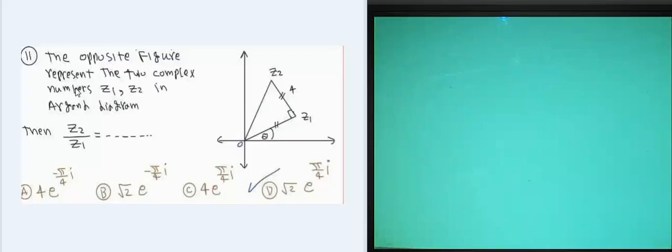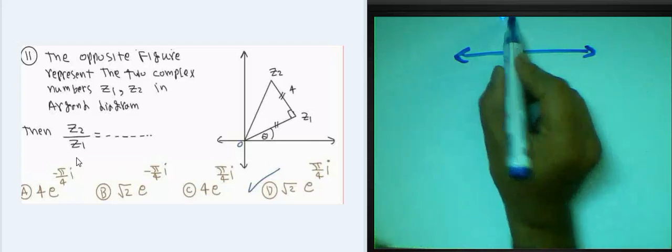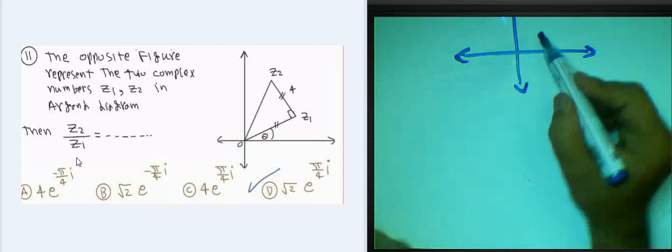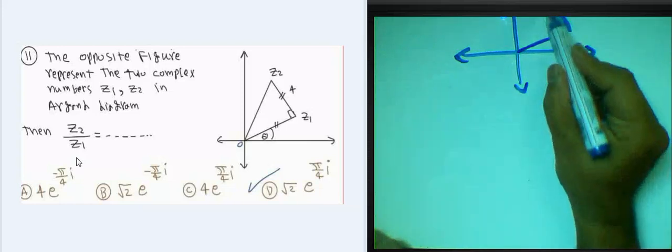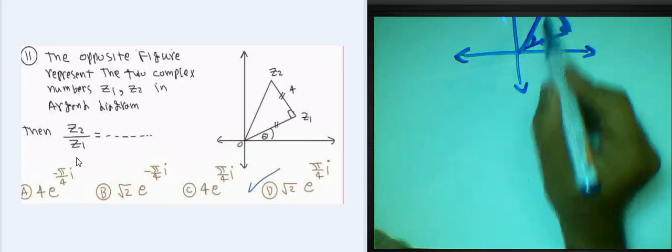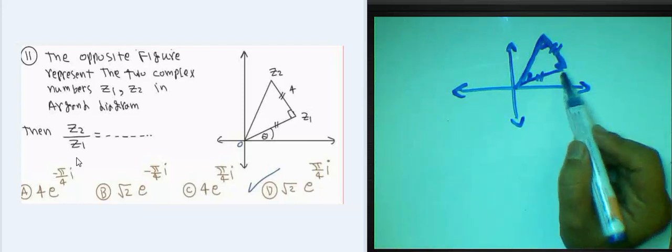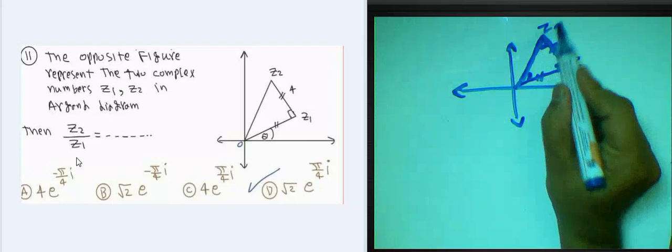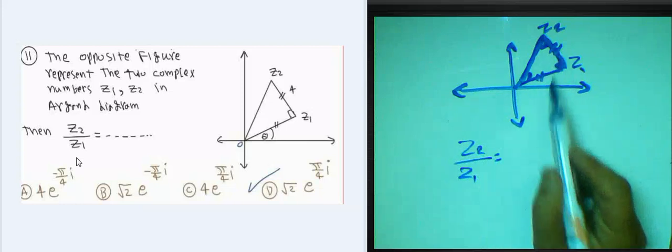Question 11. The opposite figure represents the two complex numbers Z1 and Z2 in the Argand diagram. We want to find Z2 over Z1. Okay, look with me at the Argand diagram. We have here Z1 and this side length perpendicular to it, and we have two sides equal here. We have an isosceles triangle. This angle equals this angle, and this angle will be 45. Okay, and this length equals this length. It will be Z1 and here equals Z2.